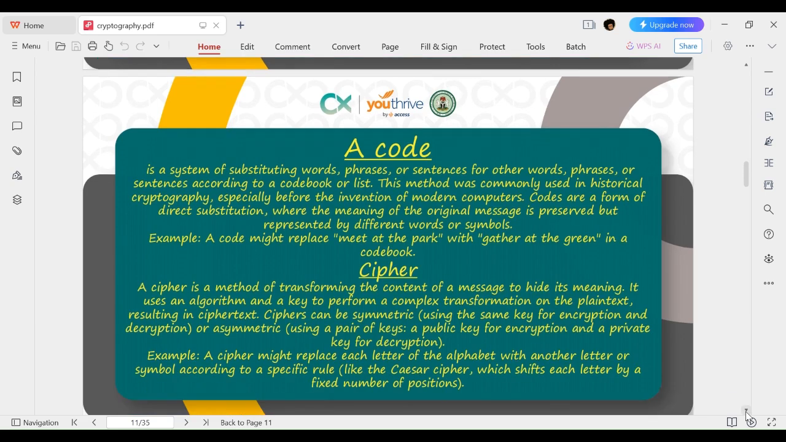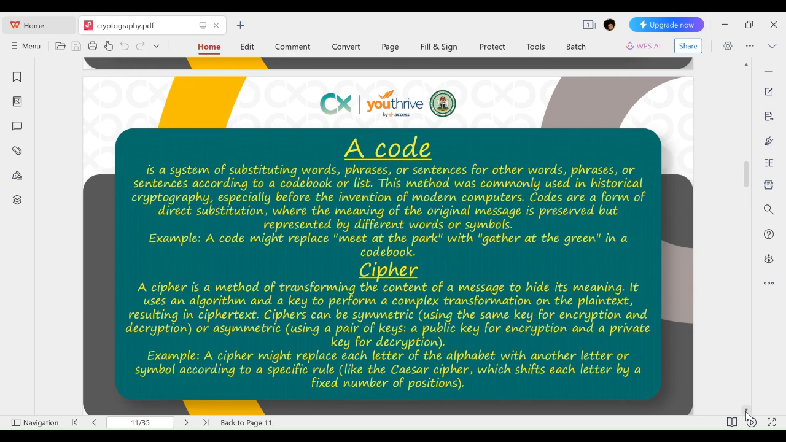Codes are a form of direct substitution where the meaning of the original message is preserved but presented by different words or symbols. For example, a code might replace "meet at the park" with "gather at the green" in a code book. I think this is self-explanatory.